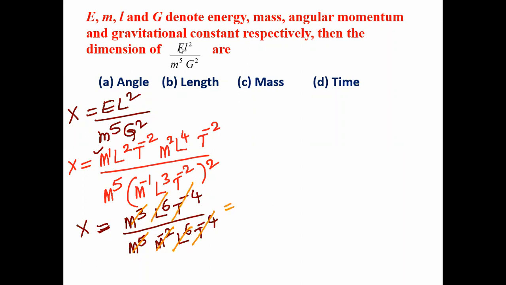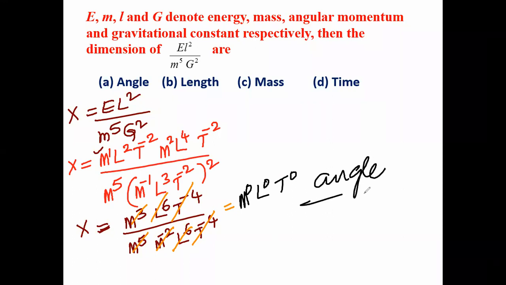What is the dimensional formula? We get M^0 L^0 T^0. It is the dimensional formula for an angle.